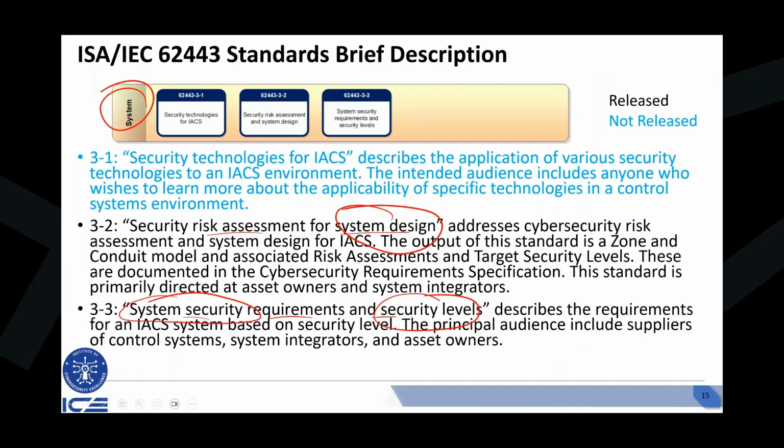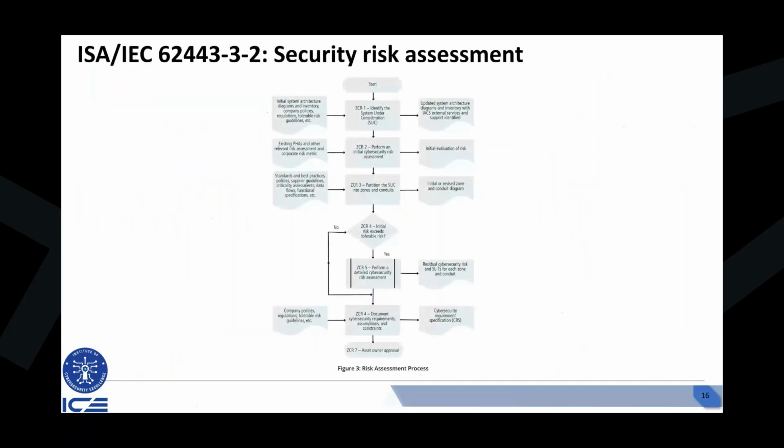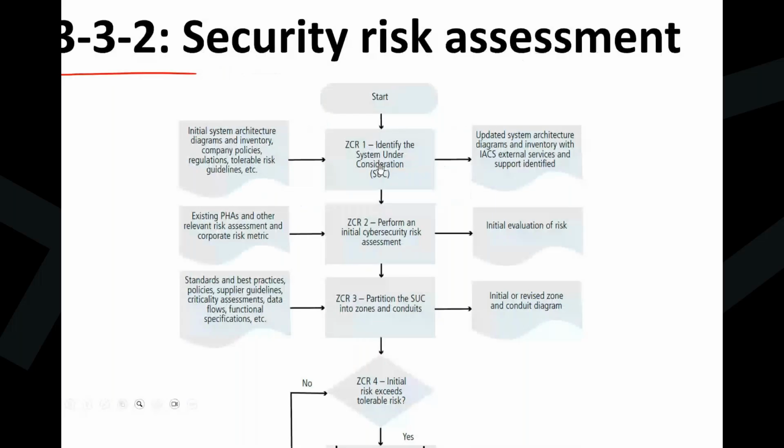Very briefly going into the details. This is part of the 62443-3-2. This is the process that ISA recommends that must be followed to do the risk assessment for system design. I'll just quickly show a few things here. Maybe I'll zoom in so you can all see it better. You start with identifying the system under consideration, this first part over here.